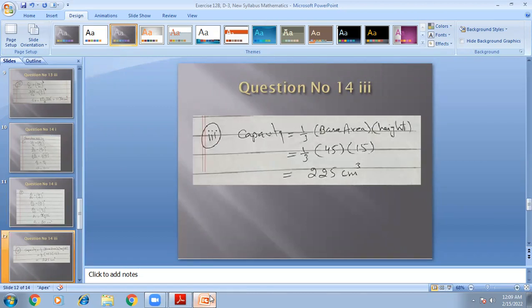Capacity is equal to 1 by 3 into base area into height. If you want to find out the volume, the capacity of the full container, you should know the base area, and the height is 15. So 1 by 3 into 45 into 15, and that will be 225 centimeter cube. So this is how you do question number 14, and it's 3 parts.